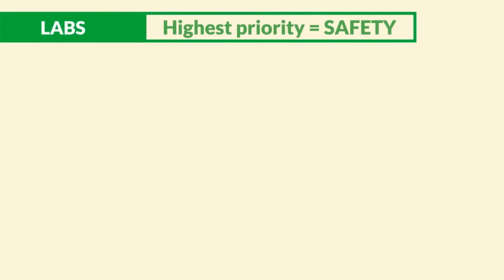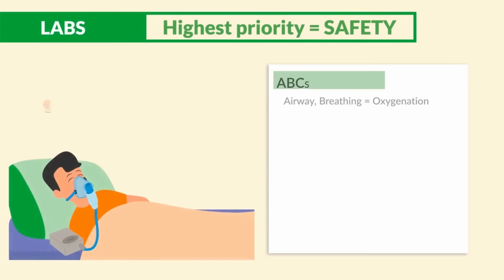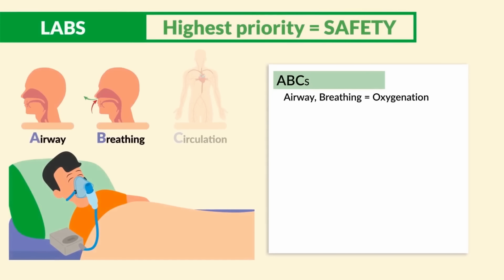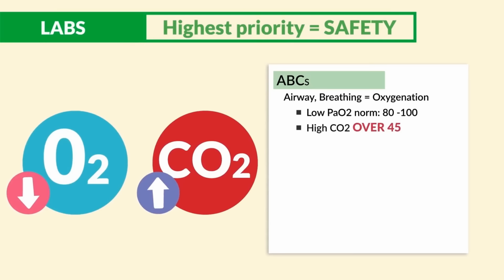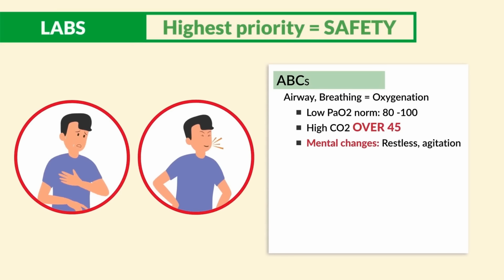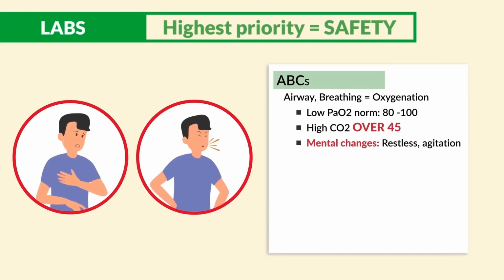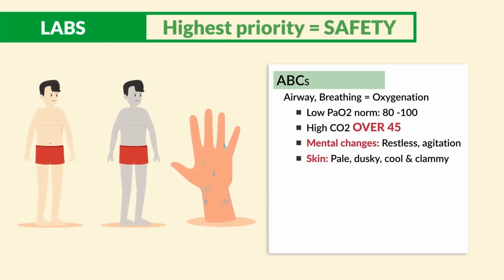Now, in terms of the highest priority, just think safety. We call it loss of life and loss of limb. So for ABCs, airway breathing equals oxygen. So low PaO2 or high CO2. Again, we're looking for mental status changes with restlessness and agitation. And even for skin signs like pale, dusky, and even cool and clammy. Those are typically the most tested out of 10,000 questions.